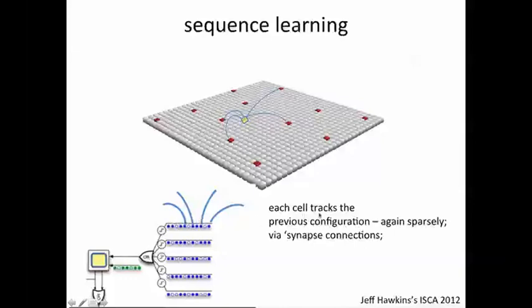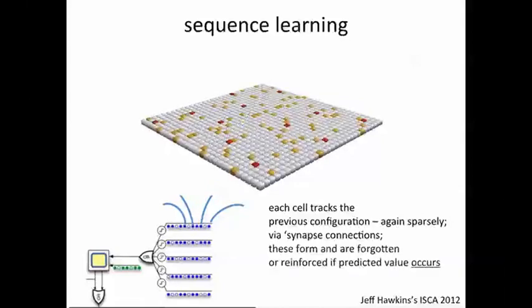So each cell tracks the previous configuration, again sparsely. It doesn't keep track of all the cells which were active in the previous time step, but only a few. And it does this via the synapse connections which are made along these dendrites. So each cell is connected, or is potentially connected, to a number of other cells via this dendrite, and the synapses are the actual connections, which are not permanent but get learned over time. And this is how the learning takes place.